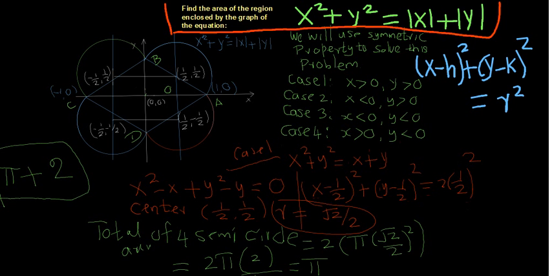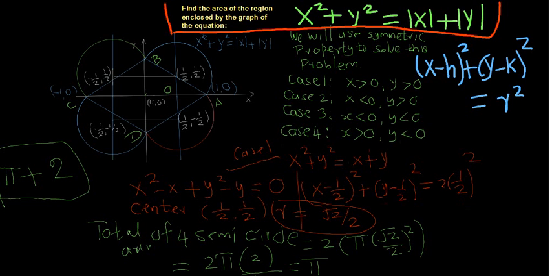x minus 1/2, whole quantity squared, plus y minus 1/2, whole quantity squared, equals twice 1/2 squared. How did I get twice 1/2 whole quantity squared? Basically you are adding 1/2 squared on the x term and you're adding 1/2 whole quantity squared on the y term. So in total you're adding twice 1/2 squared. That's what I do here to make the equation balanced.